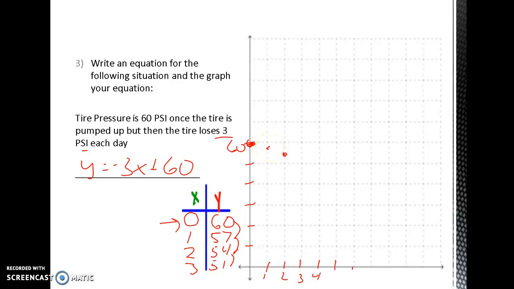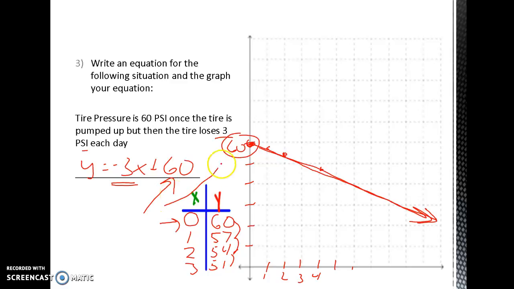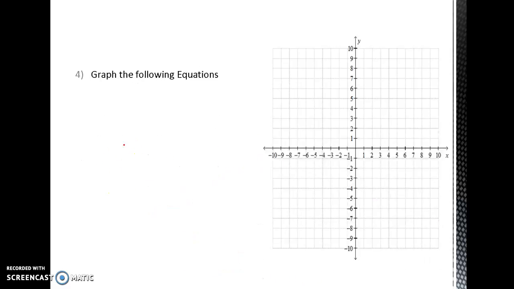After 3 days, you're down to 51. After 4 days, you would lose another 3 pounds. You'd be at 48. And what's going to happen is you're going to have a straight line that looks like that. Notice here the slope is negative and you're going downhill. It's a negative slope and you started at 60. So we have the y-intercept, which is this number. That always tells you where it starts. We have the slope. In this case, it's -3, and that tells you how it changes.